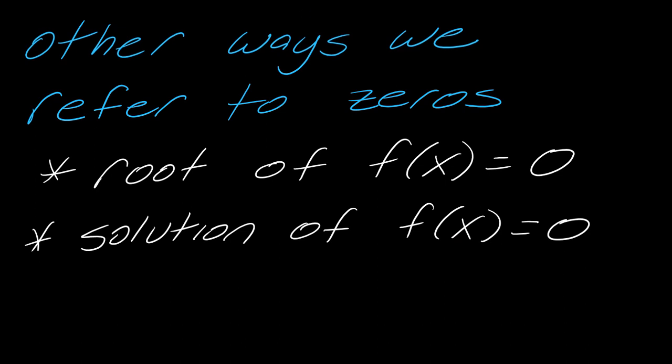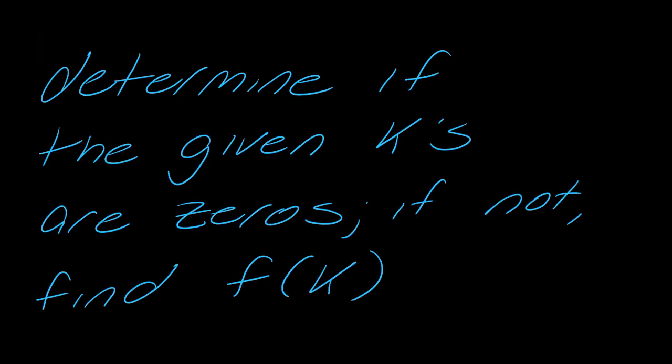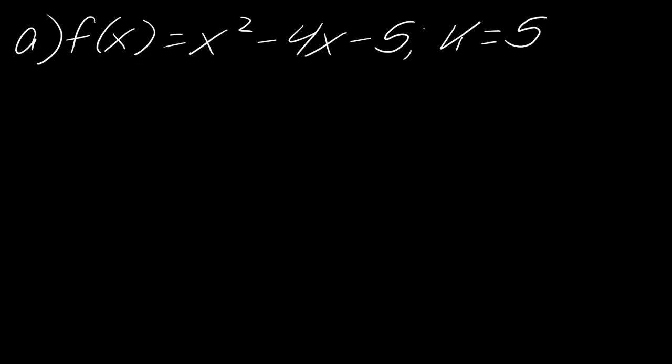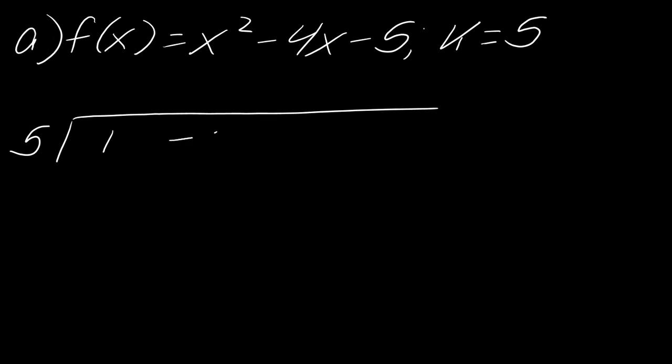All right, so just to quickly go through this, we want to determine if the given k's are zeros, and if not, we want to find the value of f of k. We're going to do this using synthetic division. You're given a value of k, and when you set up your synthetic division, you just write that value of k right there. Then you take the coefficients of the polynomial. In this case, my coefficients are already in order, and I have one for each descending variable.